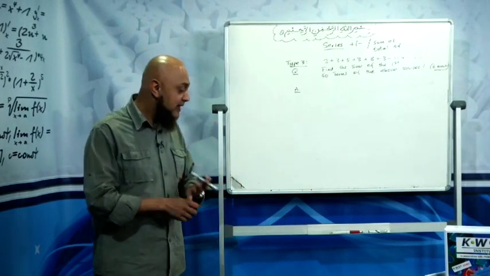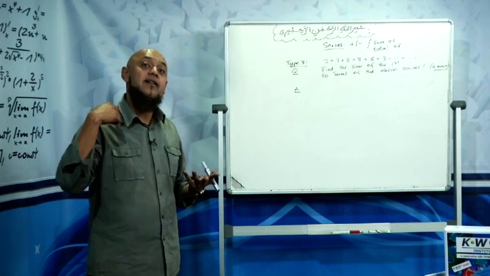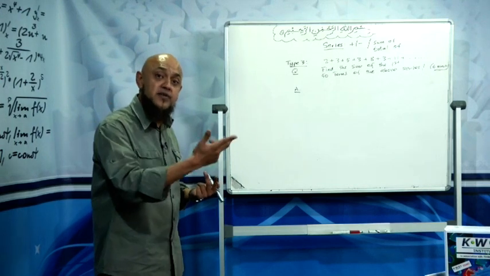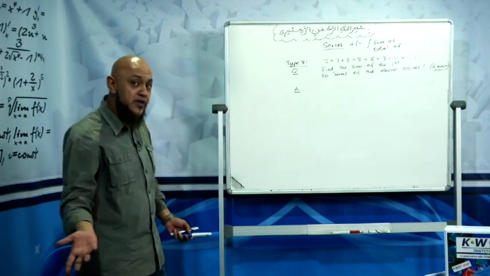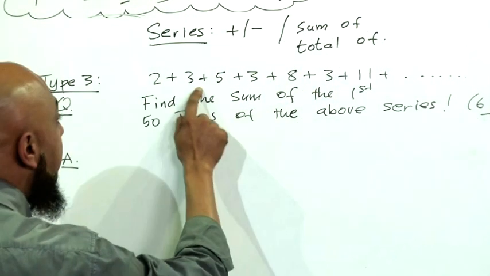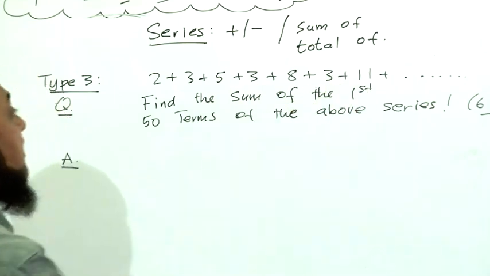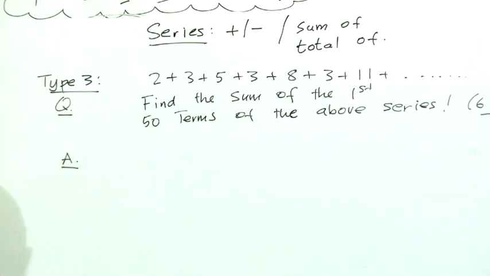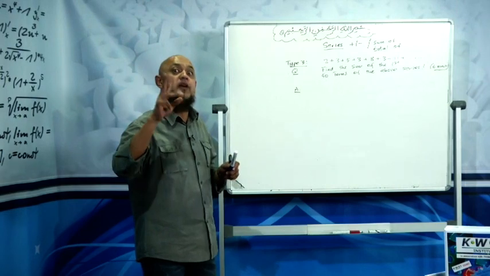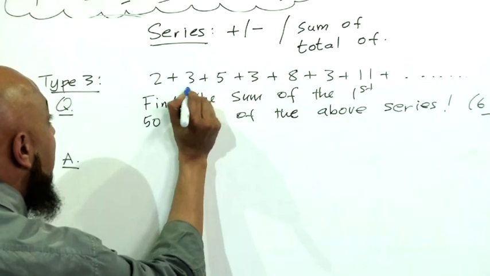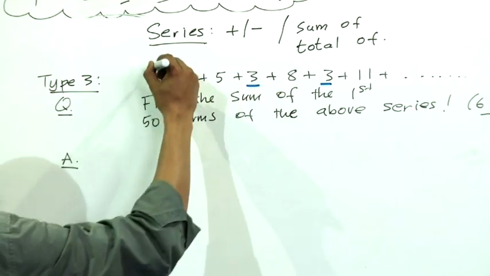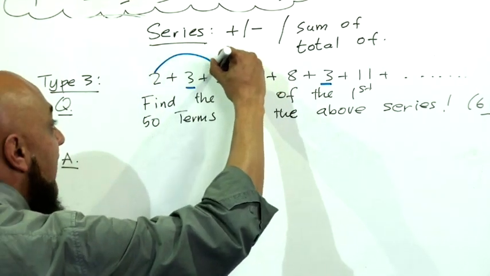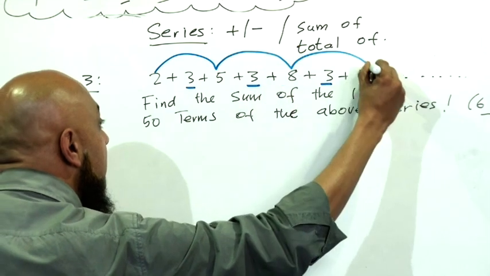The first one, they could say, extend the series by 2 terms if it continues in the same pattern. So let's extend by 2 terms. We've got 2, 3, 5, 3, 8, 3. You can notice here that there are 2 separate sequences, 2 separate series. We've got one where there is a common term of 3, every alternate number is 3. And then we've got 2, 5, 8, 11.